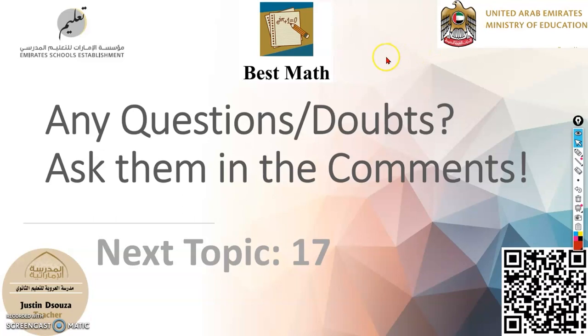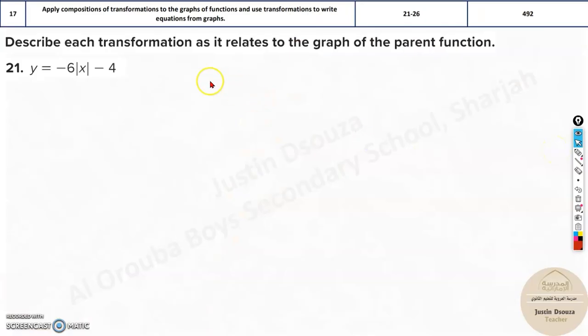Topic number 17, we need to know about transformation of graphs. Let us look over here. You have an equation over here. This is an absolute value equation. So now how does this transform? It's simple. If you know a few things, then this answer will be very easy. First of all, you need to look into all four options and then choose the correct one.